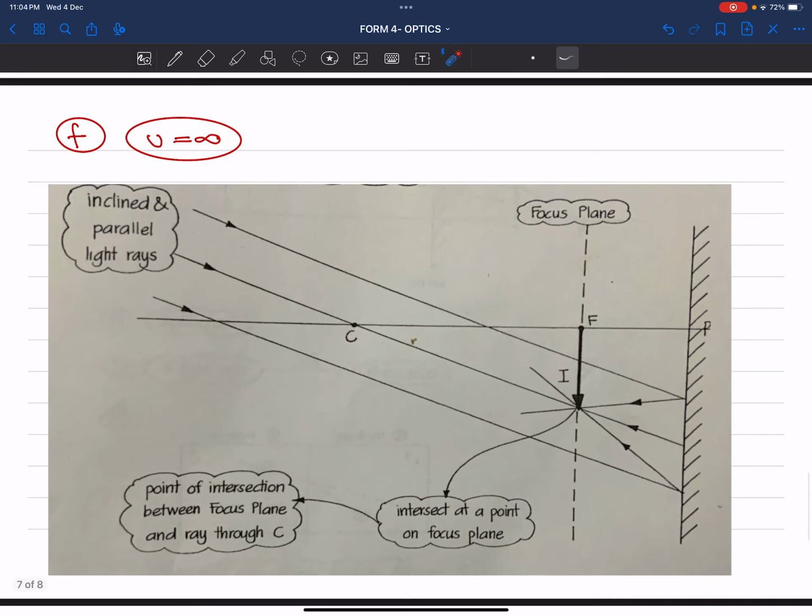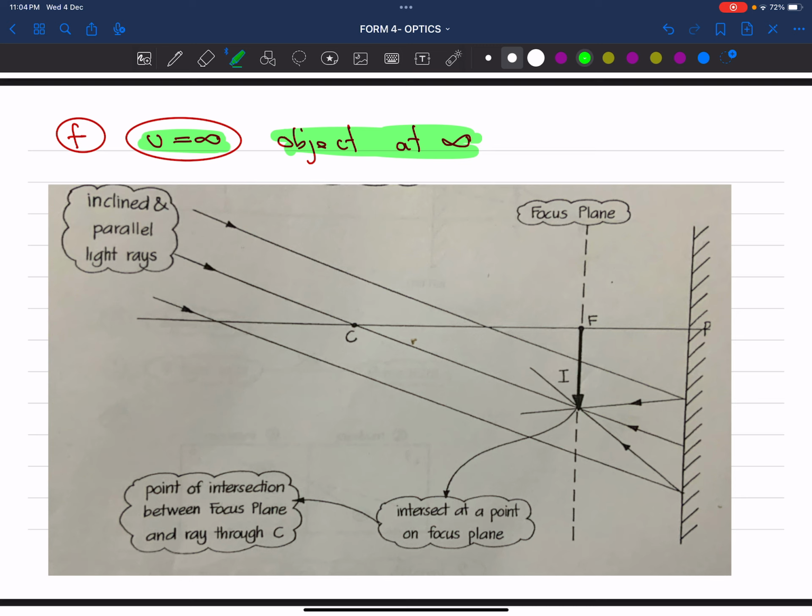And finally, the sixth one, which is when U is at infinity. When U is infinity, the object is at infinity, so we cannot draw the object because it is at infinity. Now the first thing here is that for an object at infinity, the light rays will be inclined and parallel. It is not parallel to the principal axis. It is parallel to each other and inclined.